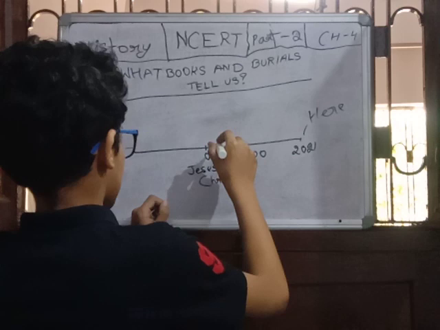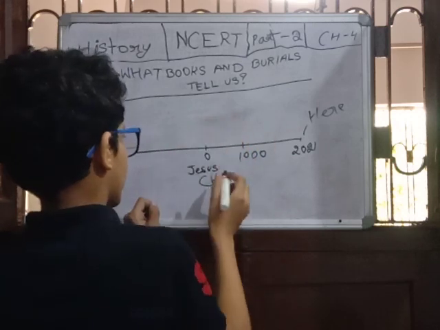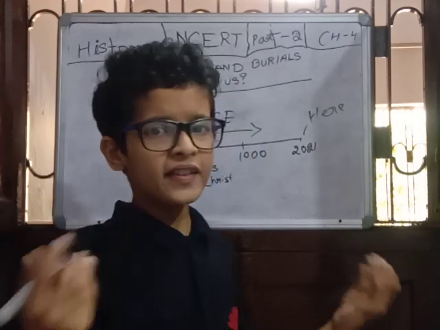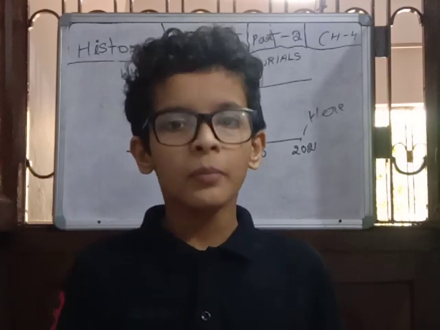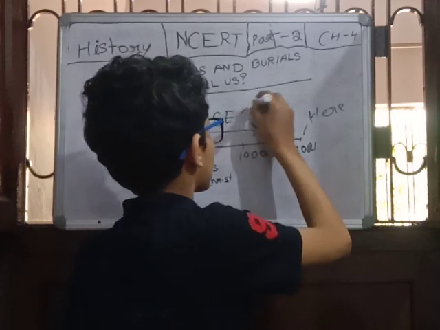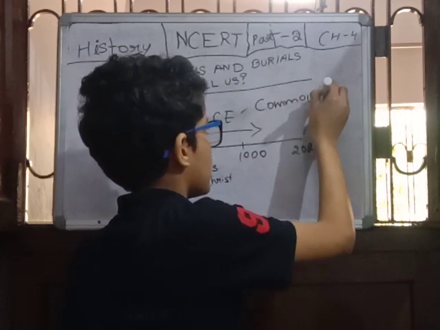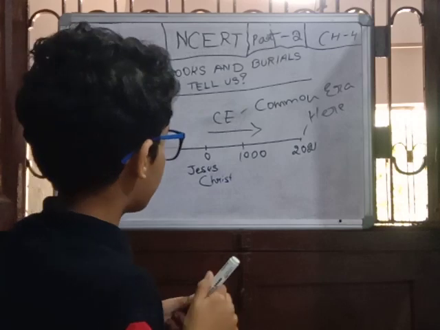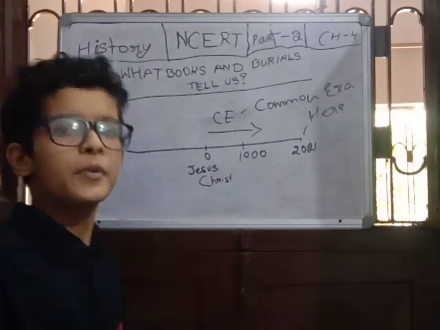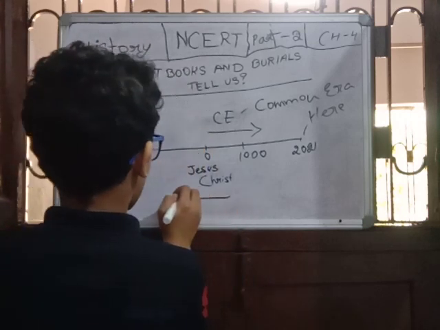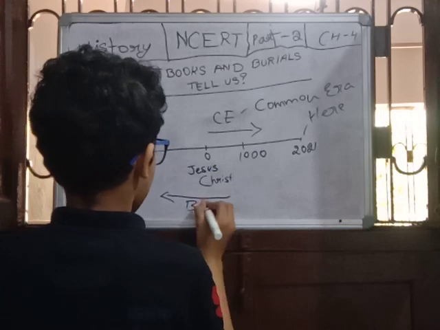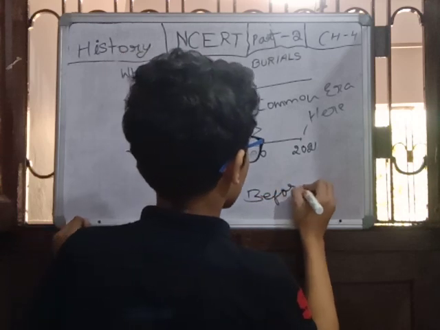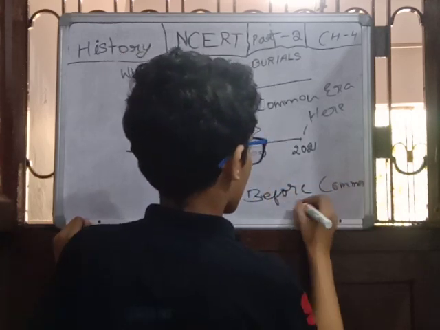The period after the birth of Jesus Christ, or date zero, going this way, can be referred to as CE. What does CE stand for? CE stands for Common Era. But when we go to the dates before the birth of Jesus Christ, we call it BCE. So CE is for Common Era and BCE is for Before Common Era.